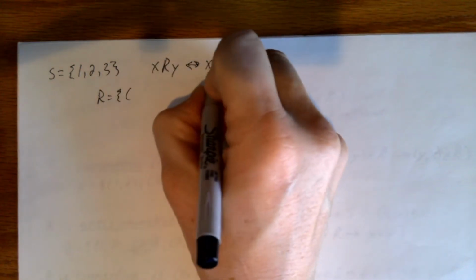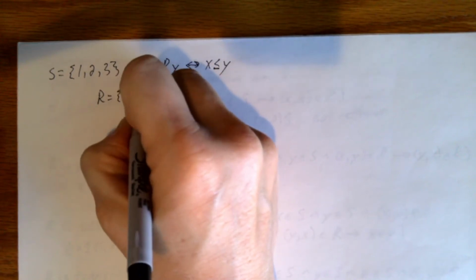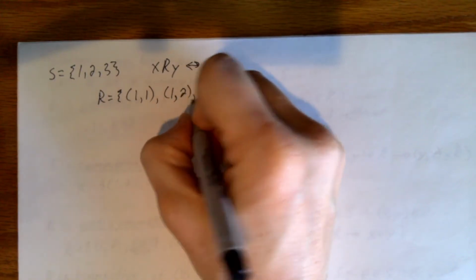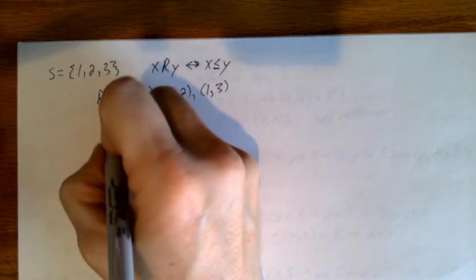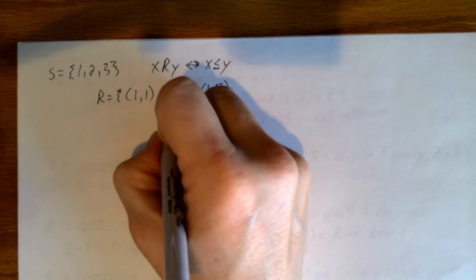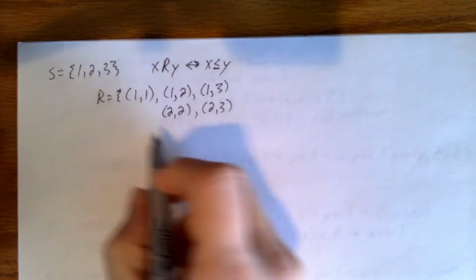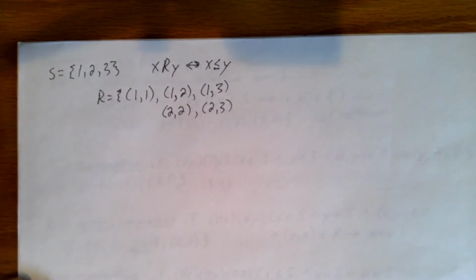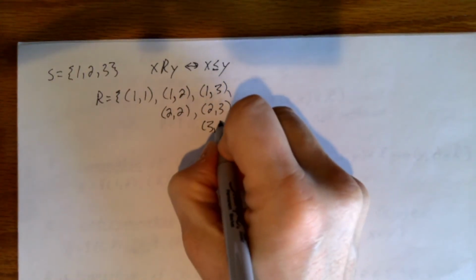So R here will be, or actually, let's make this to test it out, x is less than or equal to y. So we have 1 is less than or equal to 1. 1 is less than or equal to 2, and 1 is less than or equal to 3. What about 2, 1? Well, 2 is not less than or equal to 1, so we won't have that. We'll have 2 is less than or equal to 2. 2 is less than or equal to 3. 3 is not less than or equal to 1. 3 is not less than or equal to 2. But we do have that 3 is less than or equal to 3.